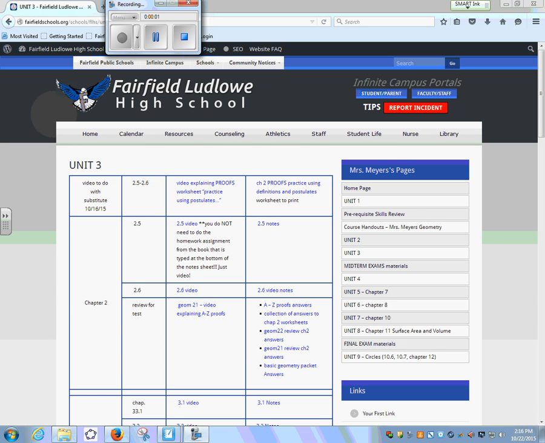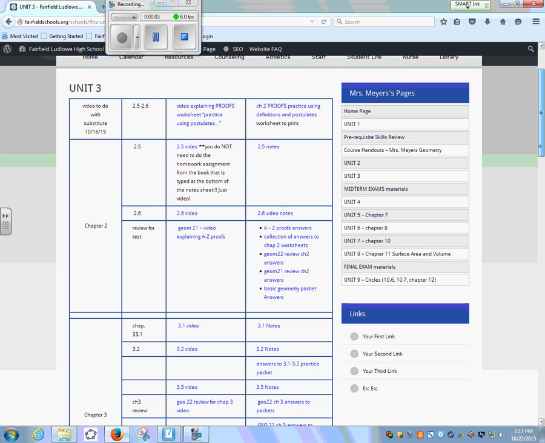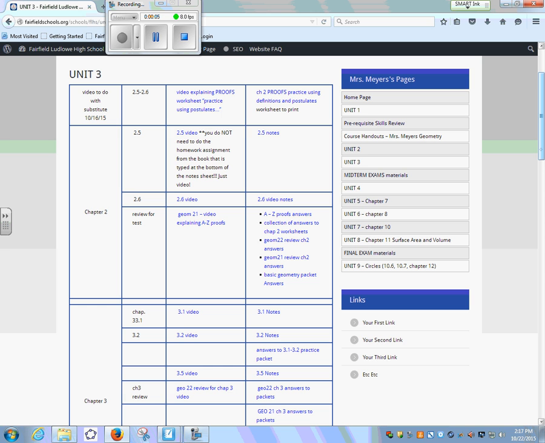All right, so you guys, on the website under chapter, this is unit 3, chapter 2, right here is review for test. Okay? All of these are answers to stuff. So this is the answers. If you're in Geometry 21, this is the A to Z proofs answer. Remember, this is a video explaining all of those proofs, but that's only for 21.